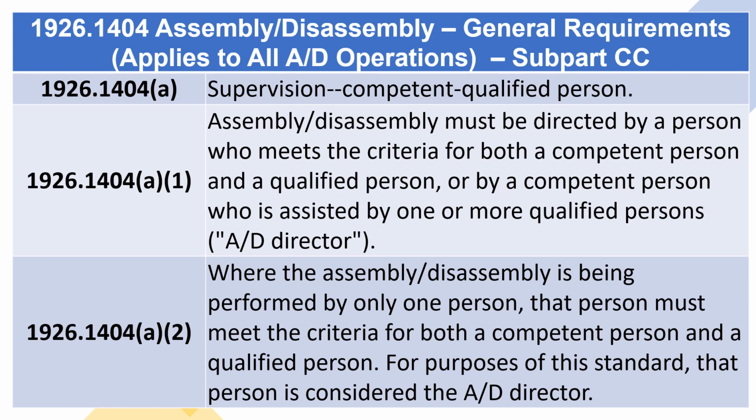1926.1404(a)(1). Assembly/disassembly must be directed by a person who meets the criteria for both a competent person and a qualified person, or by a competent person who was assisted by one or more qualified persons, the A/D director. 1926.1404(a)(2). Where the assembly/disassembly is being performed by only one person, that person must meet the criteria for both a competent person and a qualified person. For purposes of this standard, that person is considered the A/D director.